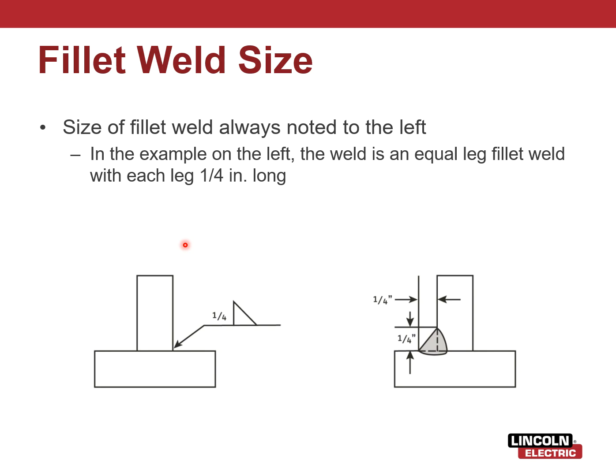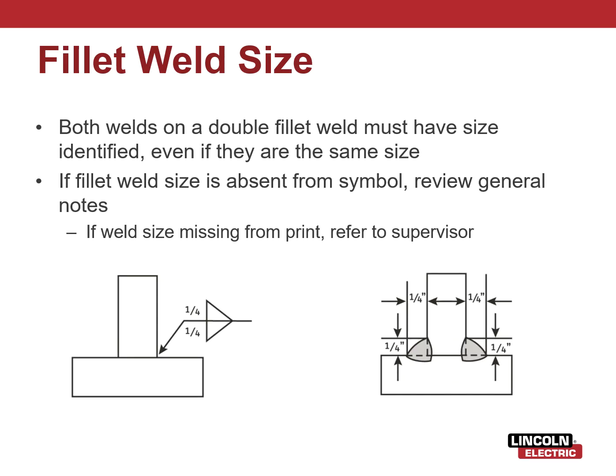So fillet weld size, again, is measured by the leg lengths. In the example on the left, the weld is an equal leg fillet weld with each leg 1/4 inch long. So again, to the left of that weld symbol, looking at the welding symbol, remember in that reference page, this isn't a groove weld, so the only thing here is going to be the weld size. And we want a 1/4 inch weld, so we want 1/4 inch leg lengths. Same thing, but with a double fillet. Equal leg lengths, equal leg lengths.